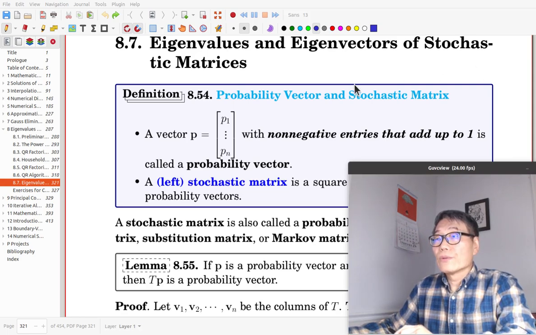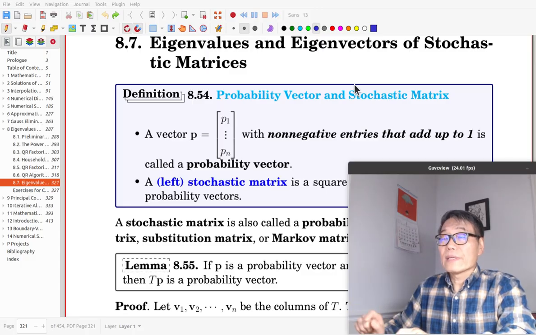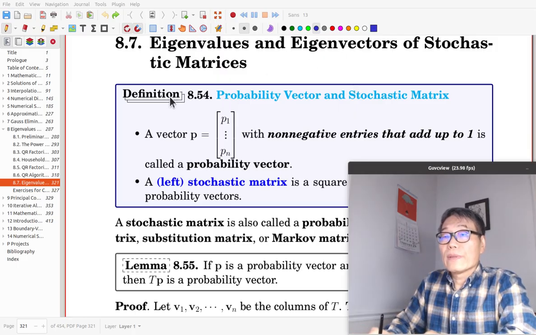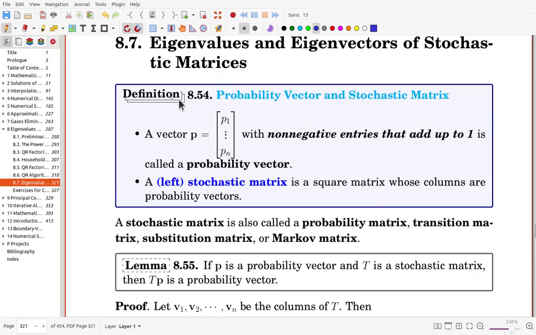In this section, we'll study stochastic matrices. Let's begin with a definition: probability vector and stochastic matrix. Consider a vector P having n entries, each of which is non-negative, and the sum of them is 1. Then we call it a probability vector. Each entry is a probability.